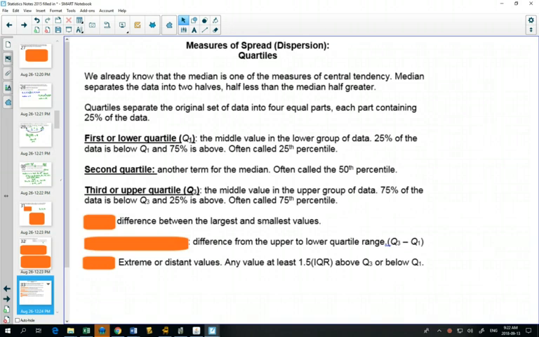Okay, we've already talked about range in statistics just being the difference between the largest and smallest value. And we also will talk about the interquartile range. In other words, the difference between quartile 1 and quartile 3.